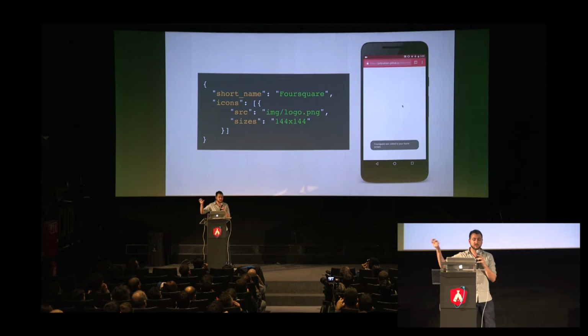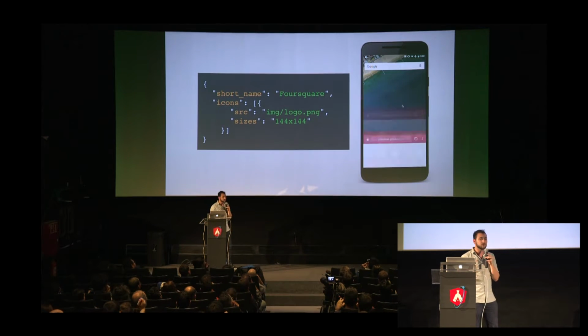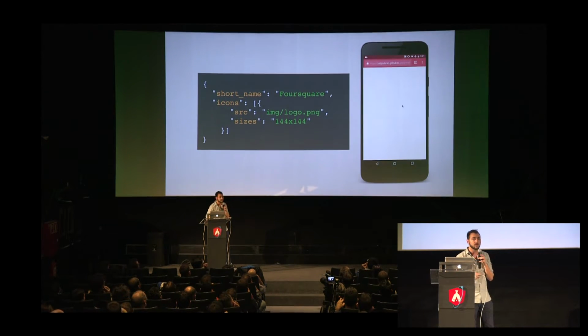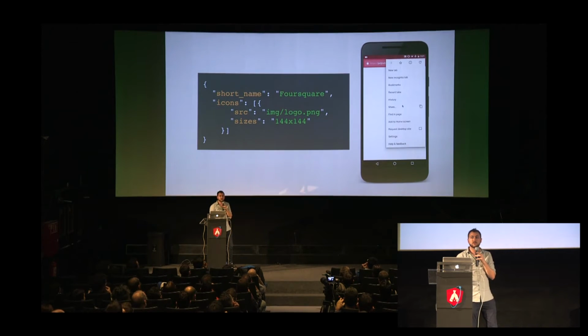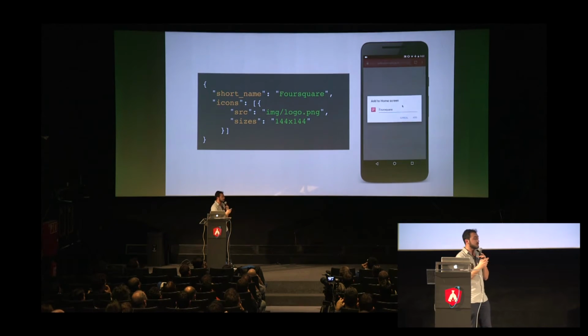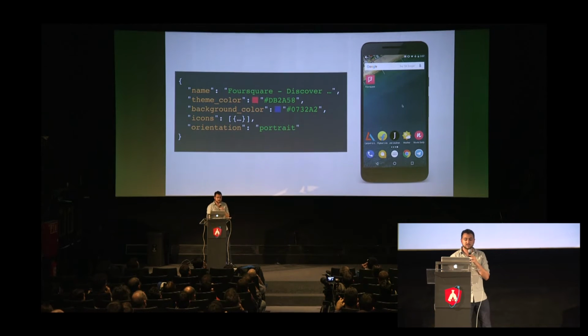And that's the first part. So it pulls up your icon and it pulls up the short name. The user can change the short name if they want. In this scenario, I'm building a progressive web app that I decided to call Foursquare. And now, you can also specify a full name.